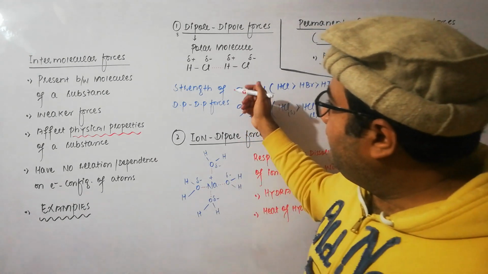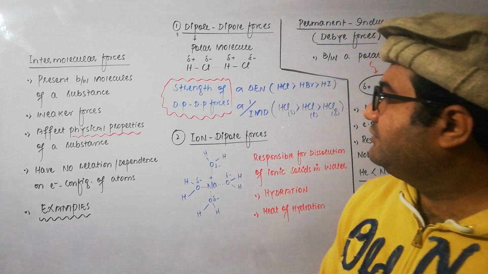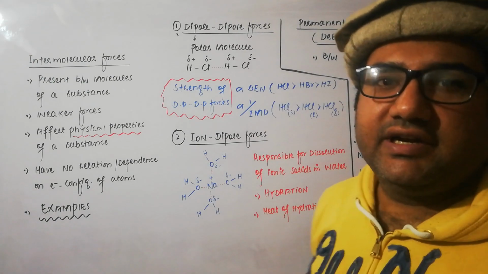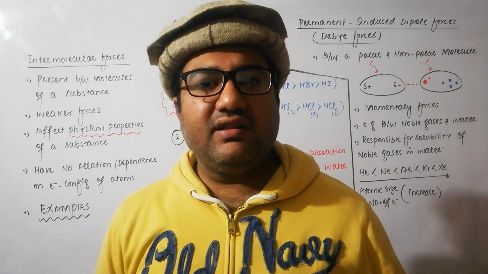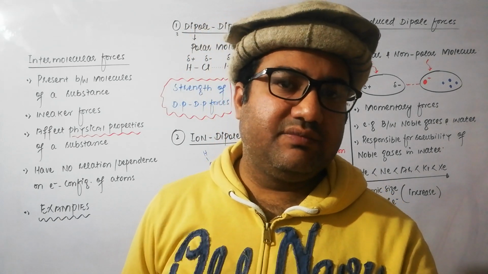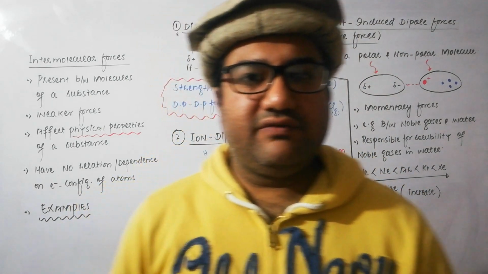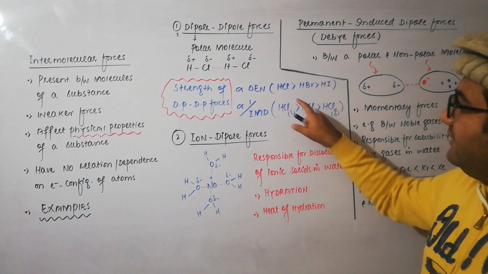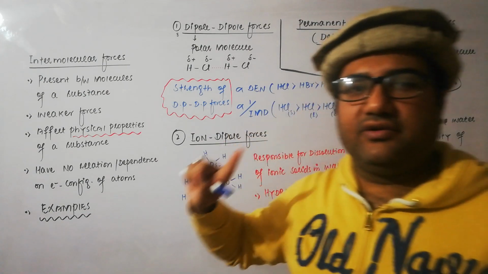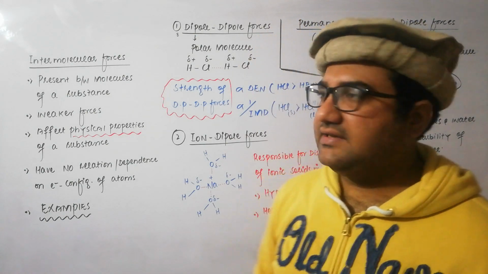Now, it is very important to know what the factors are that decide the strength of dipole-dipole forces. The strength of dipole-dipole forces is directly proportional to the electronegativity difference between the bonded atoms. So greater the electronegativity difference, more will be the partial positive and partial negative charge on the atoms, and more electrostatic forces will be present between those partial positive and partial negative ends. Like dipole-dipole forces are strongest in HCl, then in HBr, then in hydrogen iodide. So that is the trend of the strength of dipole-dipole forces in the halogen acids.